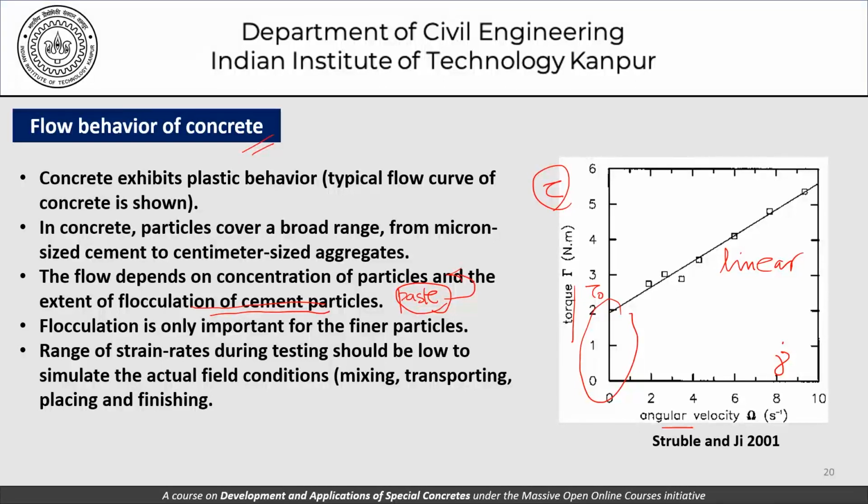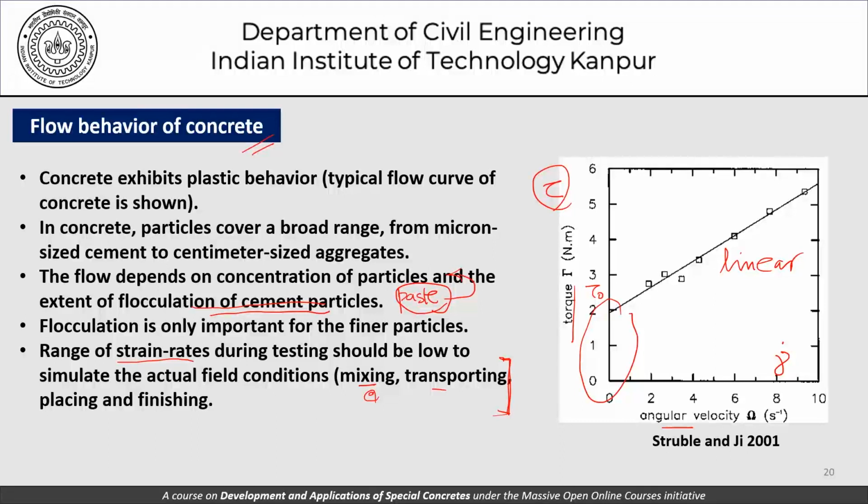We already know that. The range of strain rates during testing should be low so as to simulate the actual field conditions in terms of processes such as mixing, transportation, placing, and finishing. So what this picture also tells us is that for engineering operations such as mixing, transportation, placing, and finishing, they can be looked upon as processes where we try to deform the concrete through the application of certain strain rates.